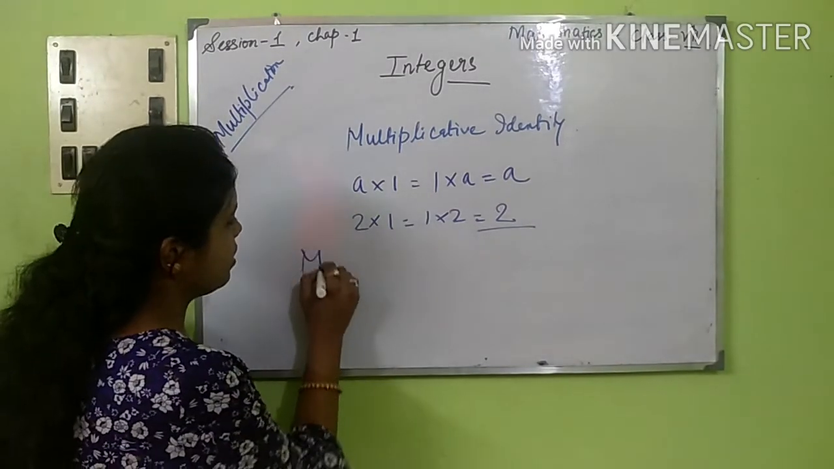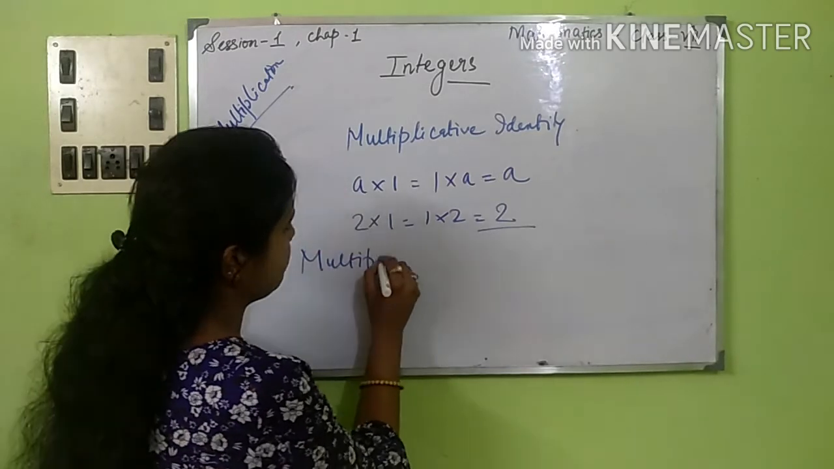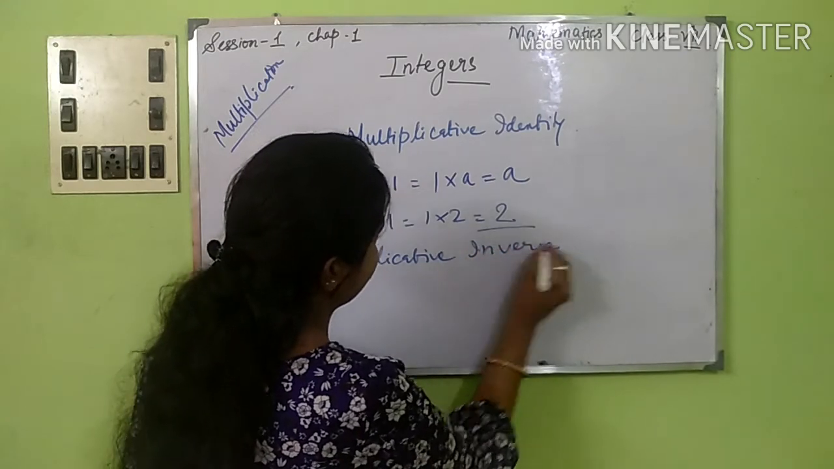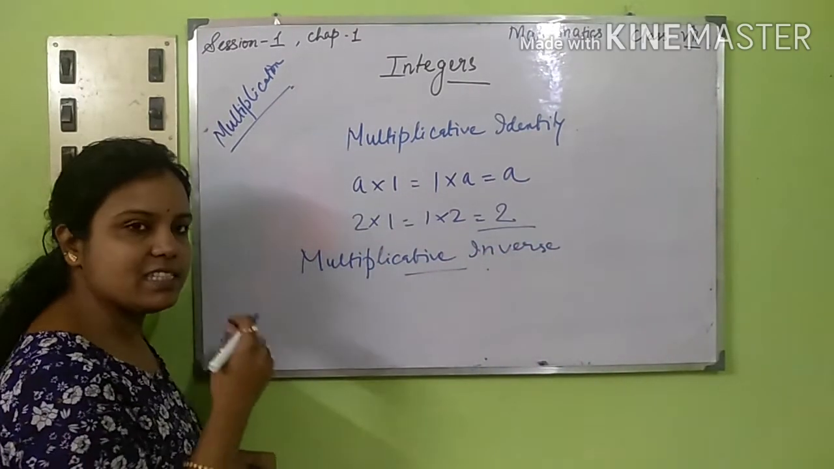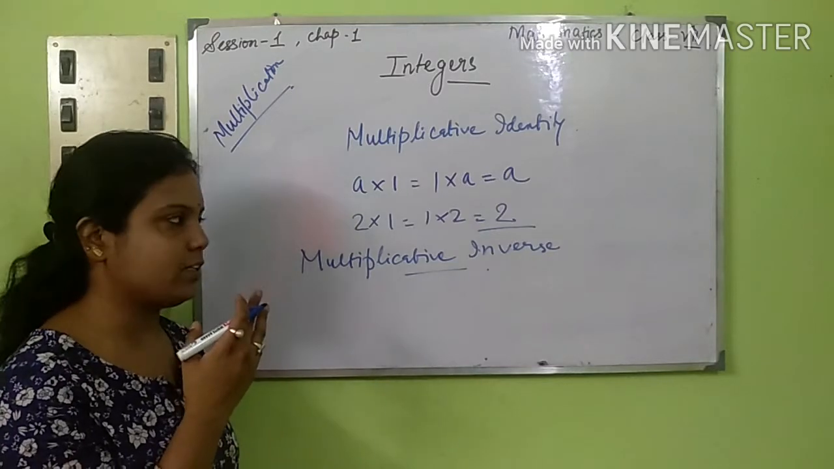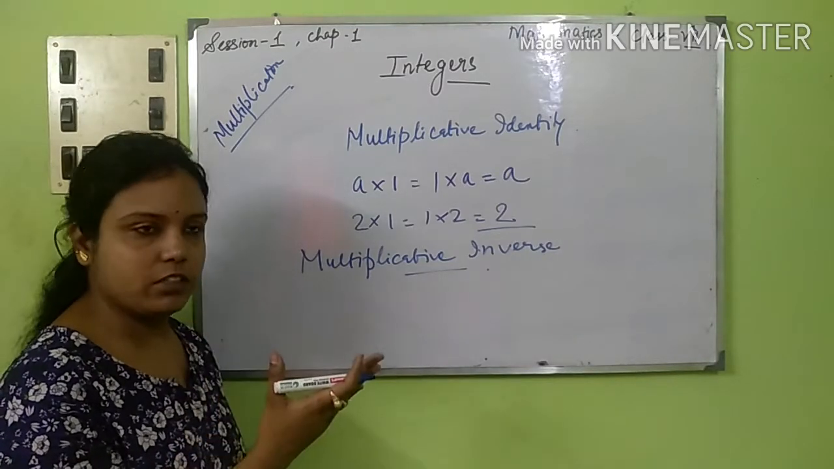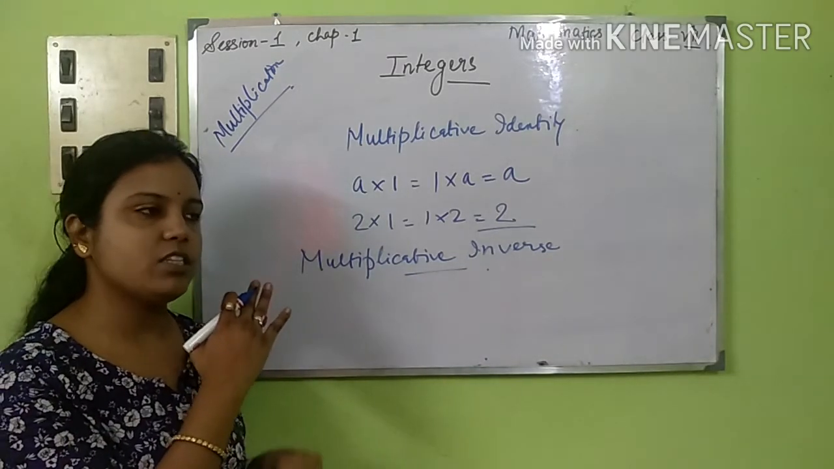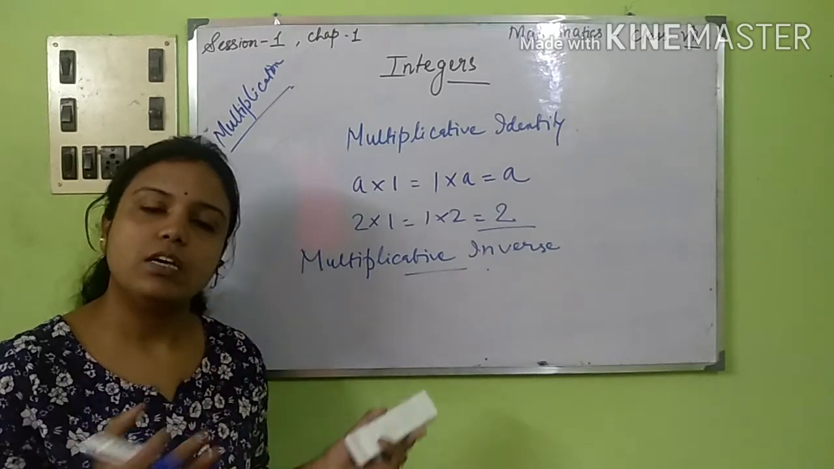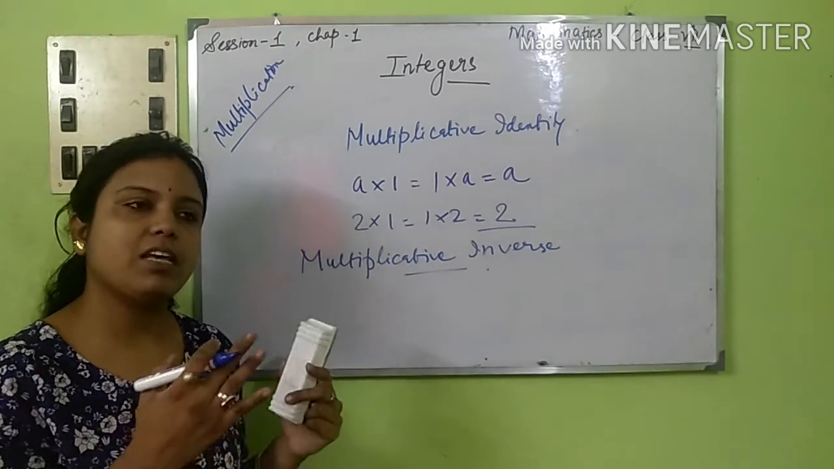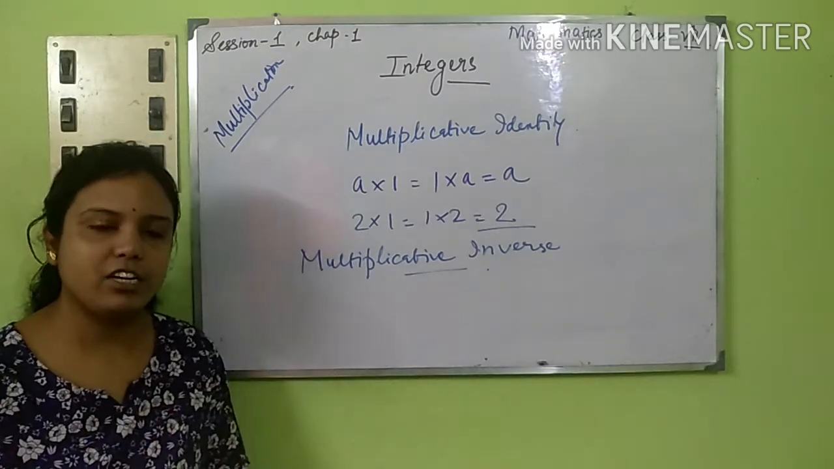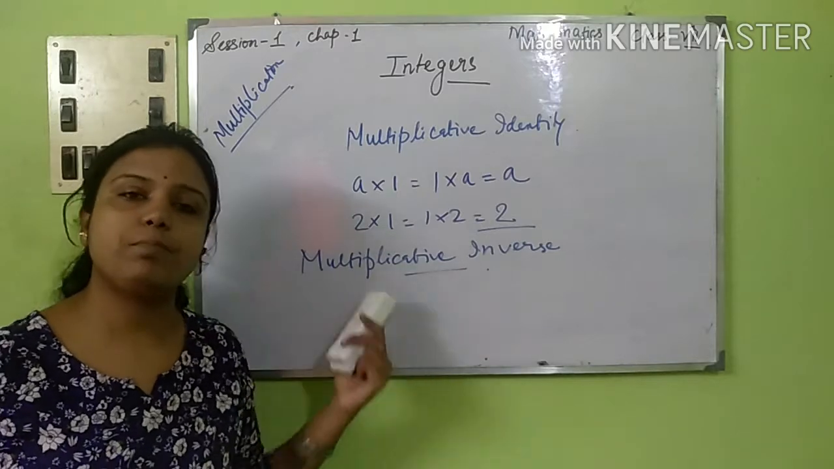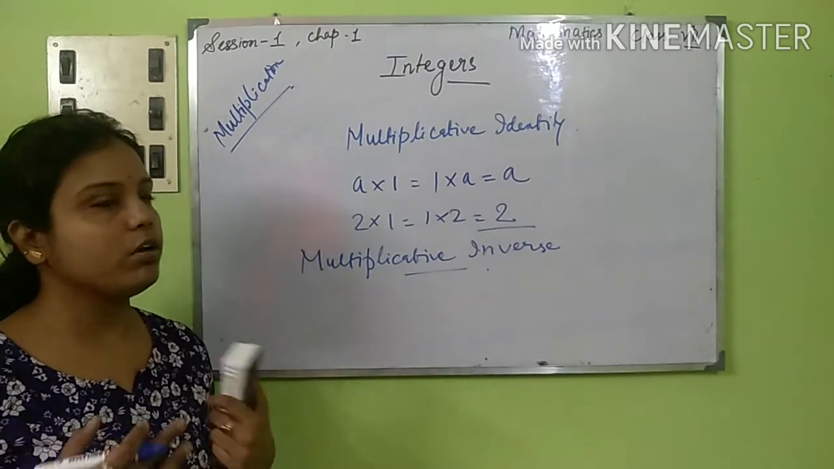Now coming to multiplicative inverse. Now what is multiplicative inverse? As you have heard of the term additive inverse, here also we have multiplicative inverse. In case of additive inverse, we were just taking the negative of the particular integer, or for a negative integer, we were taking the additive inverse as its positive one. Here we are just going to take the reciprocal of the particular number.